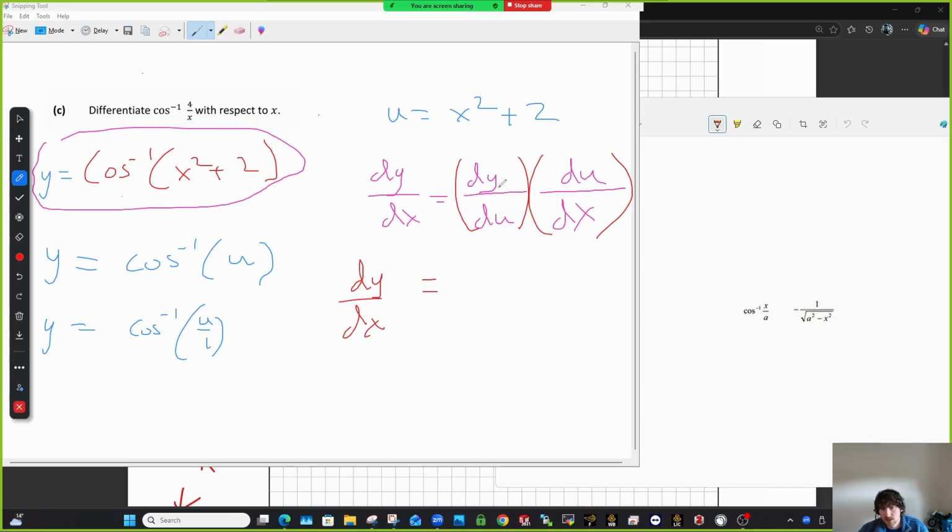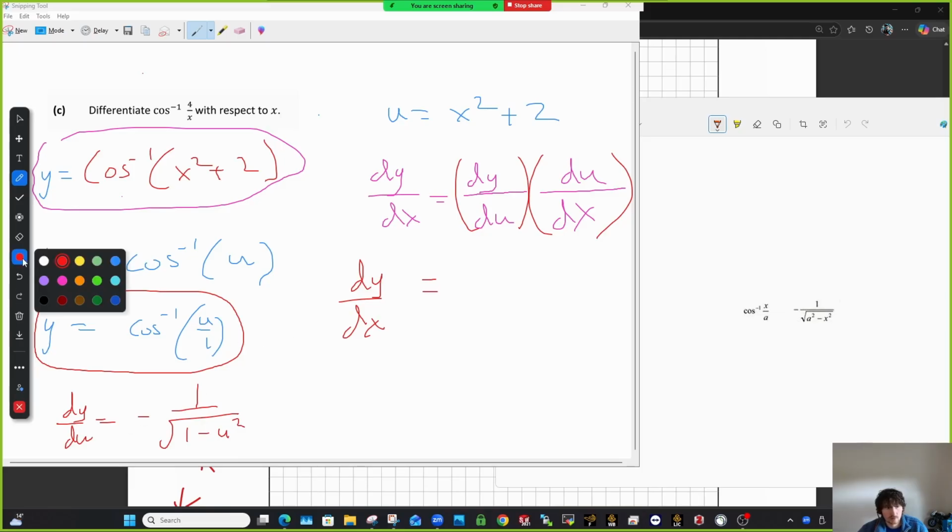Where do we get dy du? We get dy du by taking the derivative of the function that's y in terms of u. So dy du would be basically whatever the cos inverse of u over 1 is. And this is in this format here of x over a, basically. So in for x we put u, and in for a we put 1. So you get minus 1 over the square root of 1 minus u squared. Okay, so now we also need du dx.